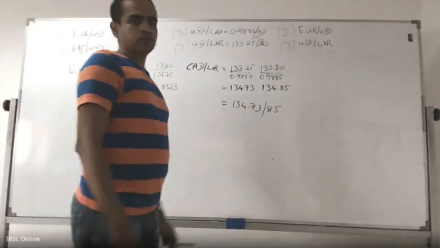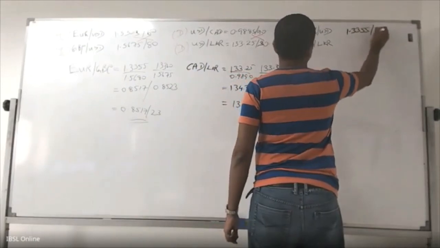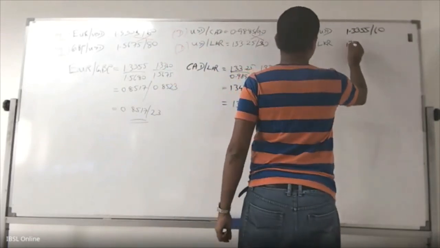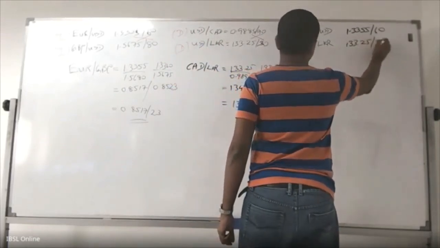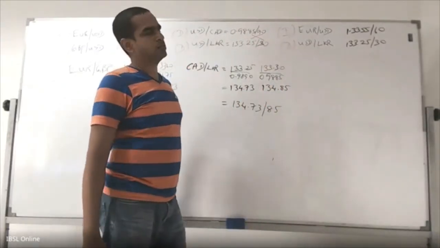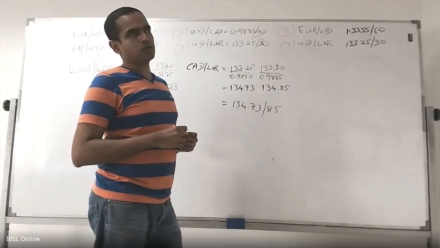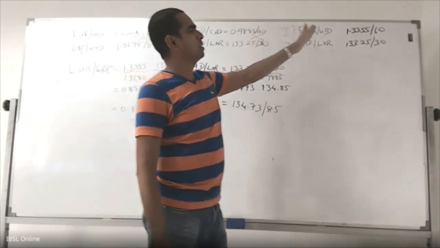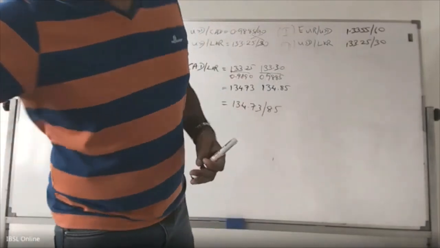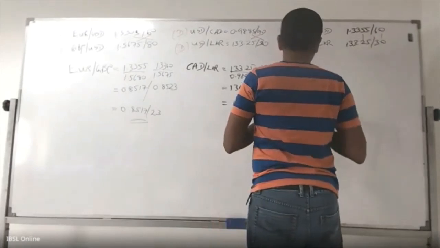The next one is euro dollar 133.55, 60. And dollar rupee 133.25, 30. Now you have an indirect and a direct currency, right? So you need to multiply. When you multiply, to get the lowest bid, you multiply the two bids. You don't go across, you go straight. Multiply the two bids, and to get the highest offer, you multiply the two offers.